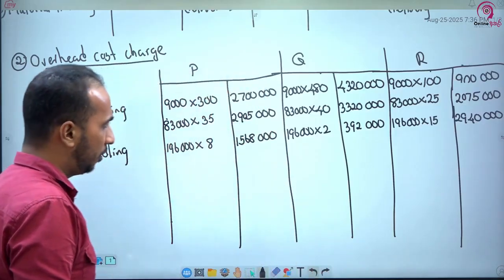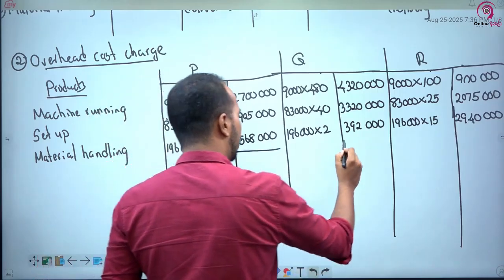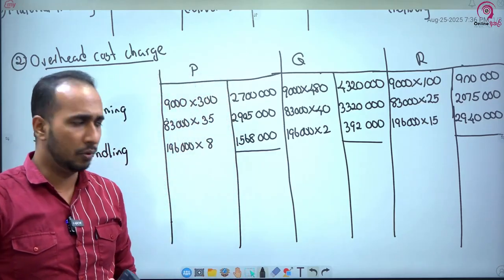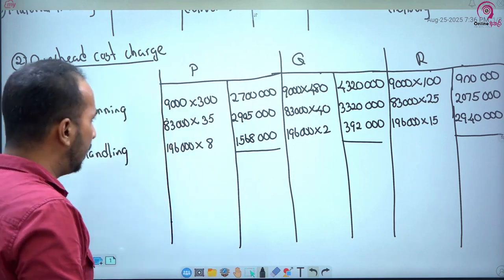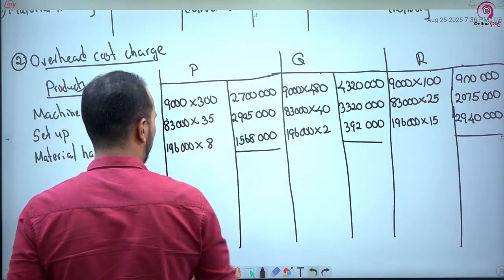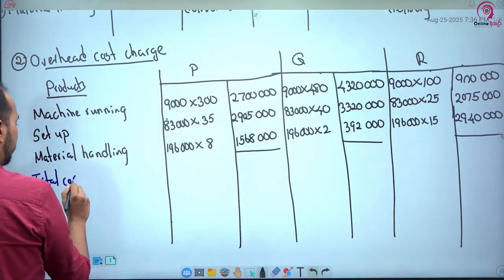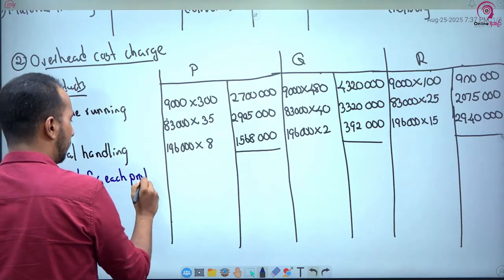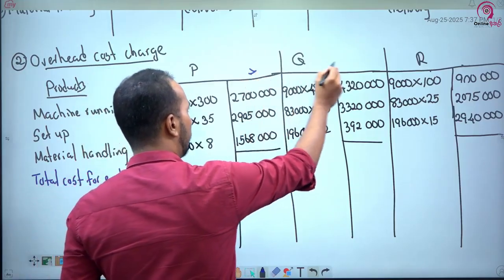So this is how we are charging our overhead cost to each of the products. You have to understand it carefully. Now we have fully charged our overhead cost to each of the products. Now what you have to do is take the sum of each product cost. I will take a separate color so that you can clearly see. Now you can take the total cost for each product. Please take the sum. I am using the second column here.